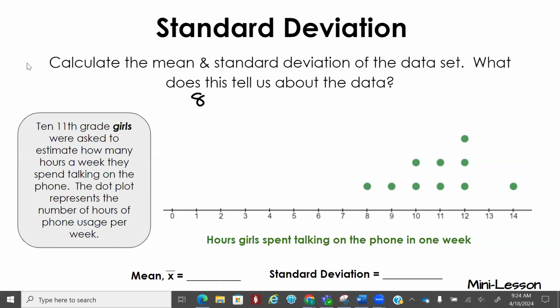And then we're going to have 1 dot on 9, 2 dots on 10, 2 dots on 11, 3 dots on 12, and 1 dot on 14.